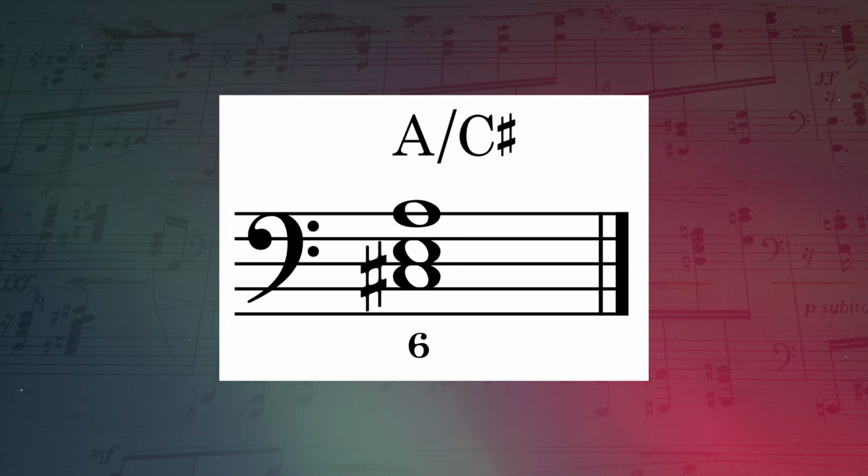We can write this as A/C sharp, which is read as A over C sharp. The interval from the C sharp up to the root is a 6, so in traditional harmony, we also call this a 6 chord. If this was the 1 chord, it would be 1/6.